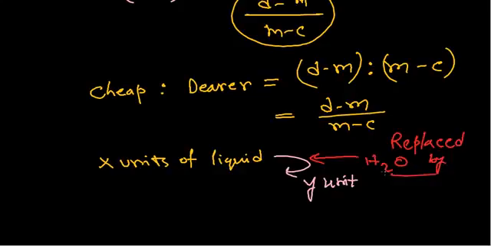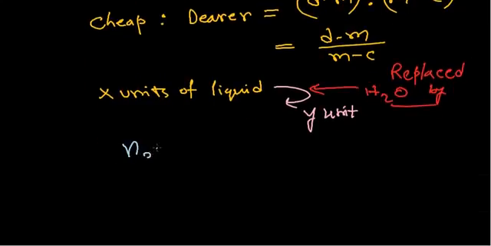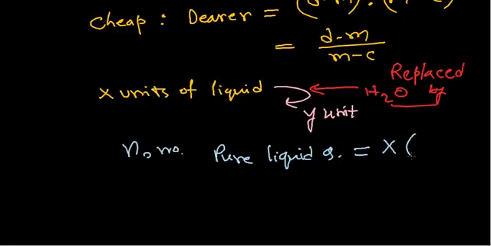If this is the situation, after n number of operations, the quantity of pure liquid will be X multiplied by (1 minus Y by X) to the power n units. Remember, X units of fluid are there, Y units are taken out and replaced by water. So after n operations, that is, a series of repeated steps, the quantity of pure liquid is X(1 - Y/X)^n units. So this is another formula.